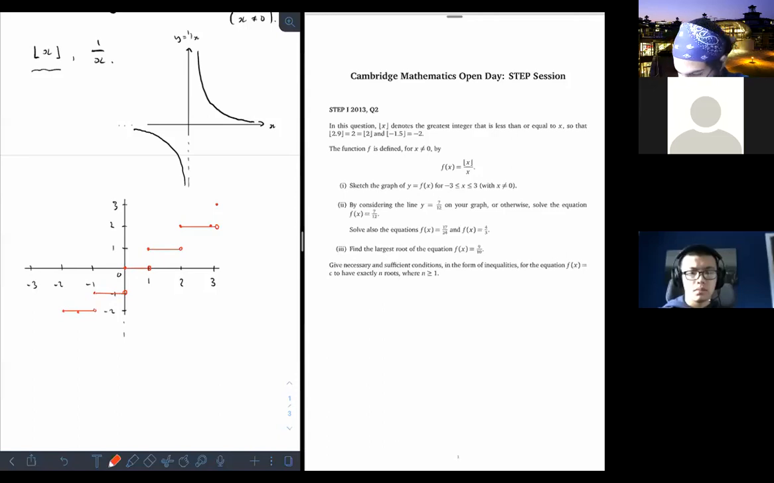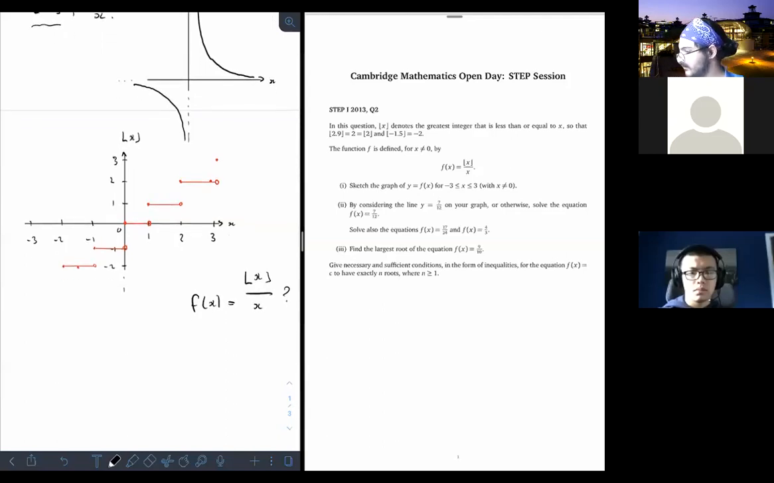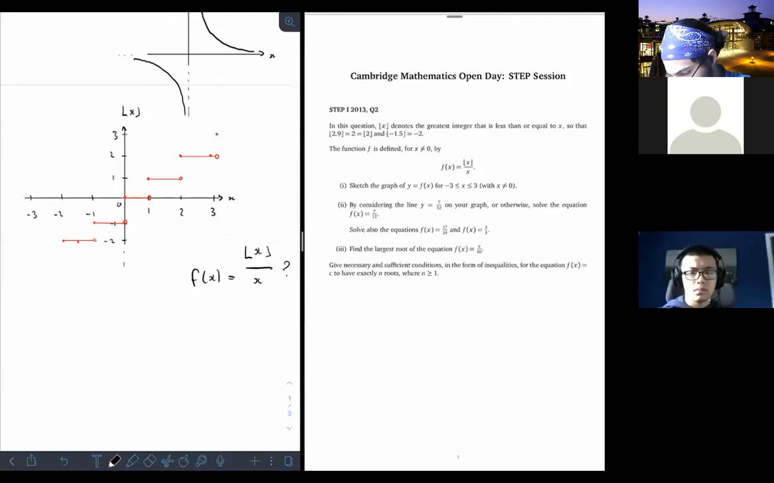Okay, so now we know what the function, the floor of x, looks like. So what about our original function, f of x being equal to floor of x over x? Well, in, say, between 1 and 2, we know the floor of x was always equal to 1. So if we broke this up, we could say for x between 1 and 2, we have f of x actually equaling 1 over x, because the floor function in this range was equal to 1.